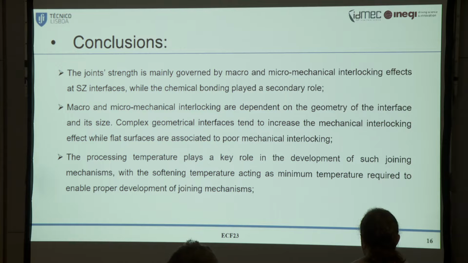Concluding, as I said before, the joint strength is mainly obtained by the macro and micromechanical interlocking effects, but we also observe chemical bonding on both plates. We can also observe a complex geometrical interface that tends to increase the mechanical interlocking effect, and of course the temperature during the welding process is very, very important and plays a key role in the mechanical properties of the final joints.